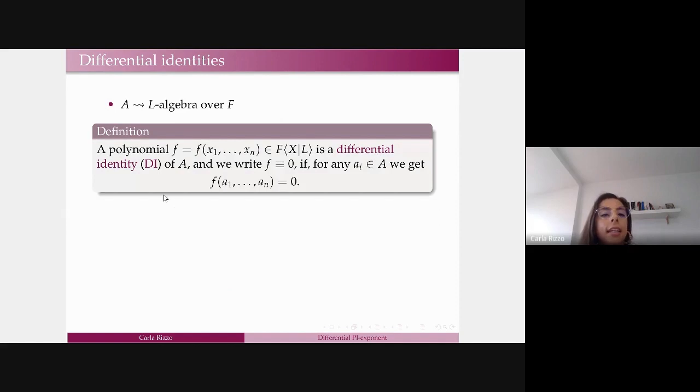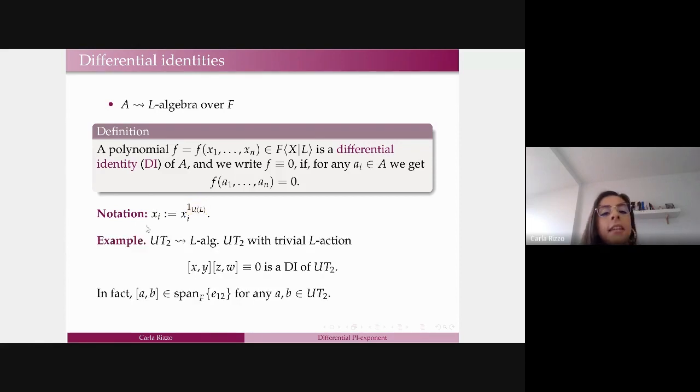So, differential identities: if A is an L-algebra, a differential identity of A is a differential polynomial that goes to zero whenever we evaluate the variables in any element of our algebra. Let's fix the notation that whenever the unit of U(L) acts, I omit it, so it's just a variable. And then an example of differential identities is this one.